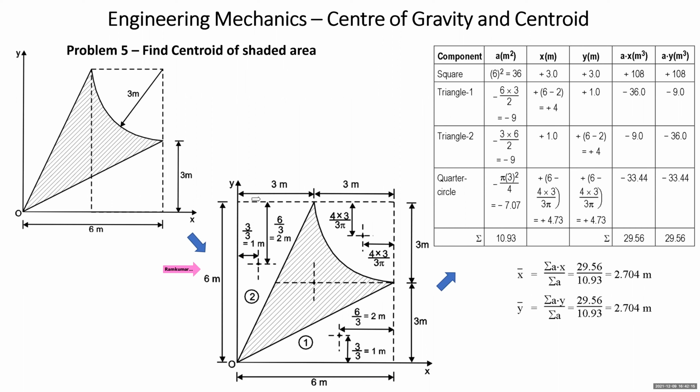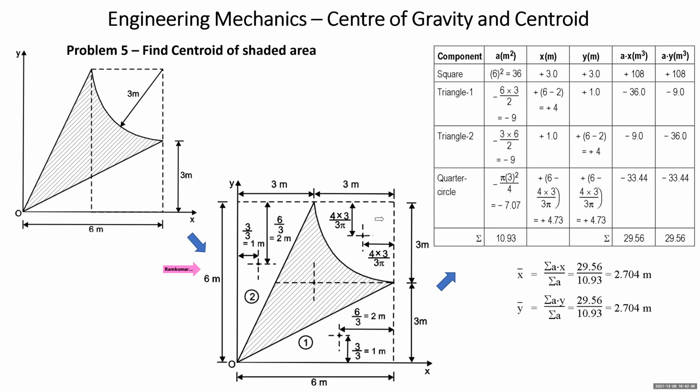You can take the composition of this figure as a square. The size of this side of the square is 6 meters, 6 by 6 meter. Then you can subtract this right angle triangle, and you can subtract this quarter circle. So to arrive at the shaded area, you will have to take the square area as positive, and the two triangles 1 and 2 will be taken as negative. Quarter circle area will also be taken as negative.